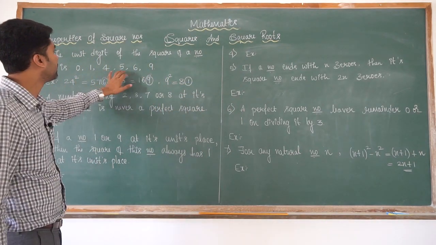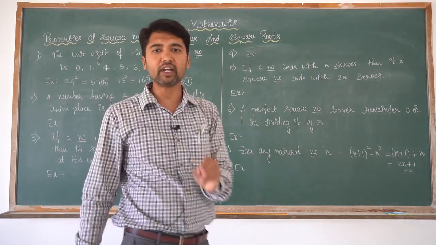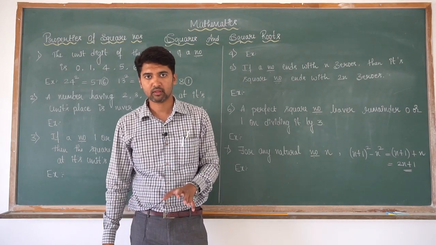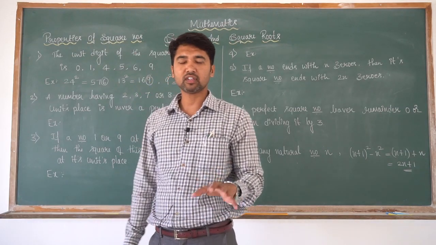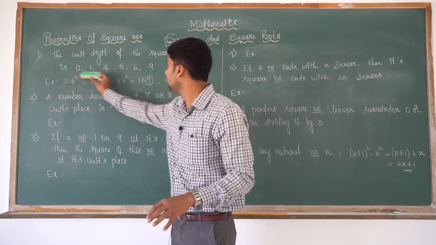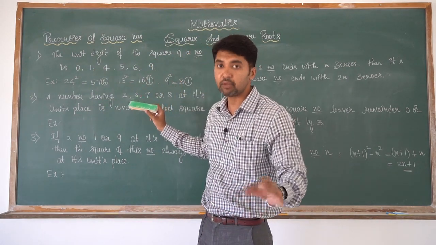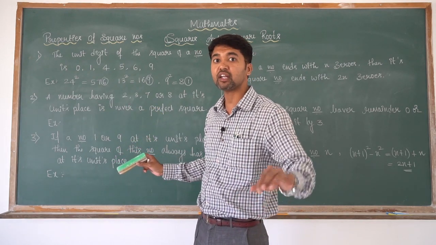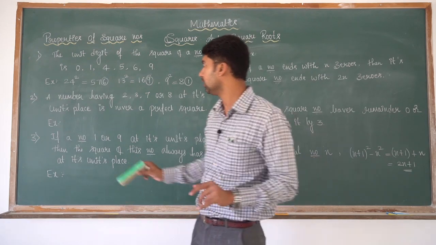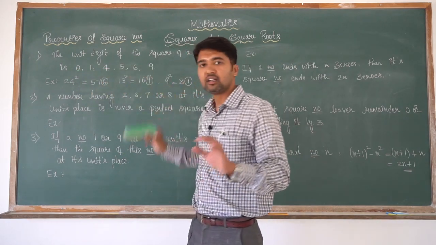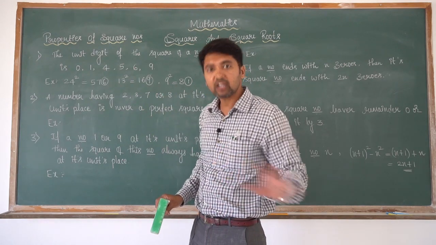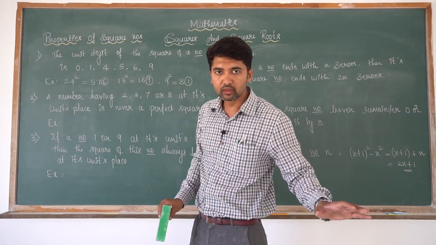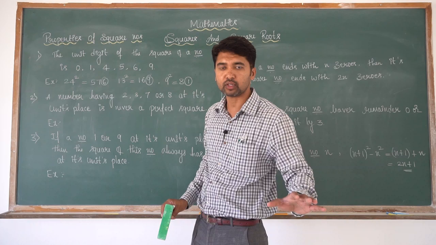0, 1, 4, 5, 6, 9. If you find such digits at the units place of a number, it may be a square number. Still we are not certain about that. Again we have to go through some steps to find out whether it is a square number or not. But if you don't find such digits in the units place, it is very clear those numbers are not perfect square numbers. While simplifying the problems I have told you this, isn't it?